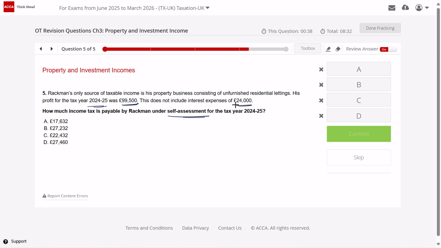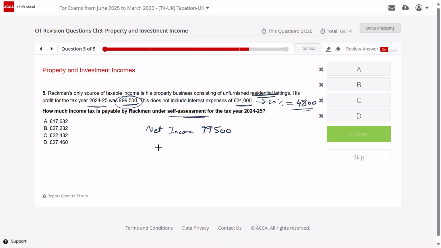Now, when I talk about interest expense for residential property, I would be getting basic rate tax relief of 20%. So 24,000 into 20% becomes 4,800. So 4,800 will be deducted from my income tax liability. But for that, I need to compute my income tax liability, and for that, I need my taxable income. Rackman has only one source of income, of 99,500. So 99,500 will become my trading income, or my total income. And since there are no reliefs, it would become my net income.